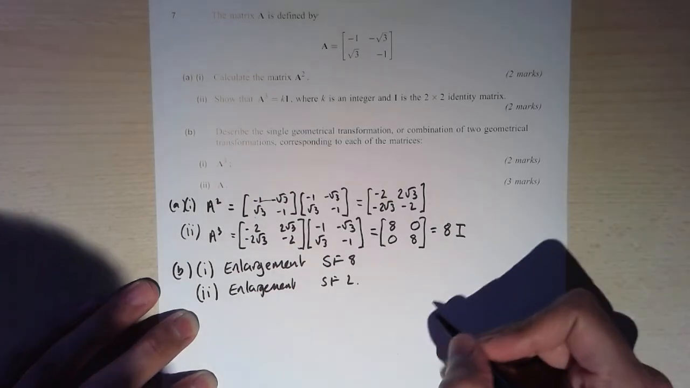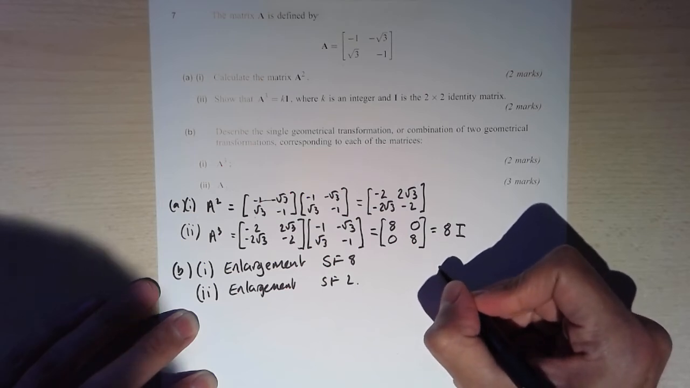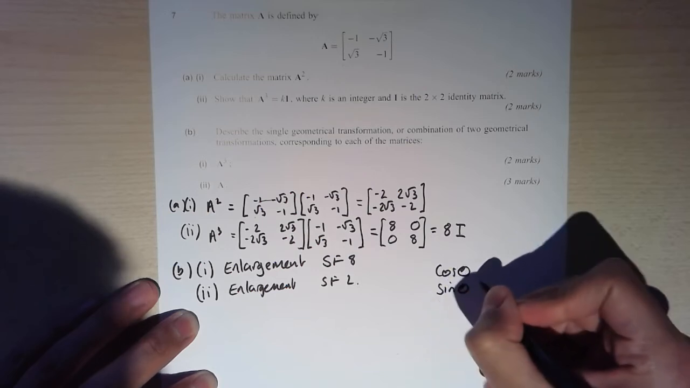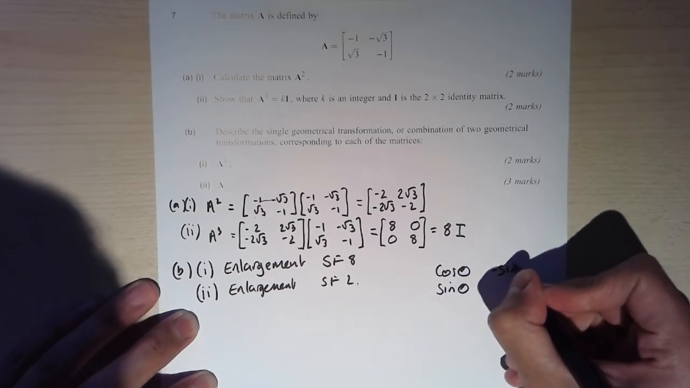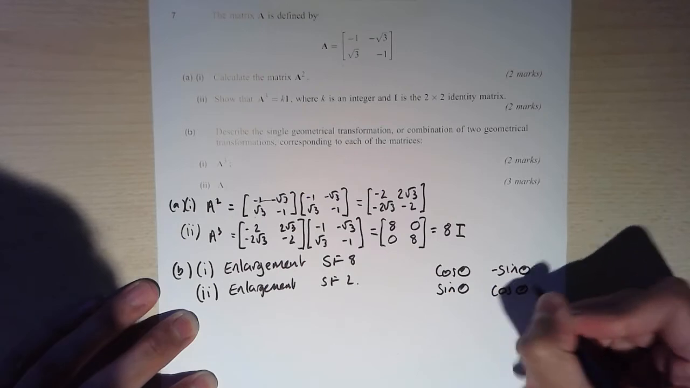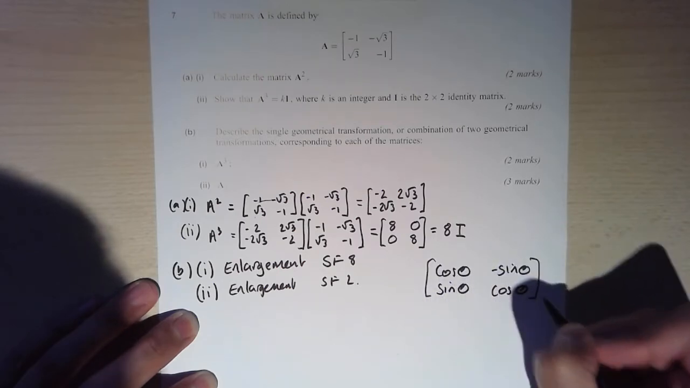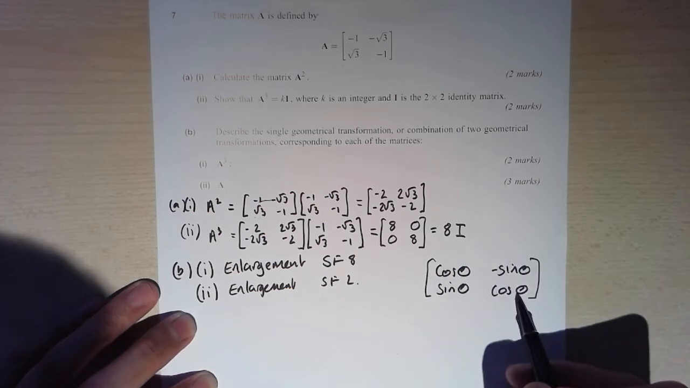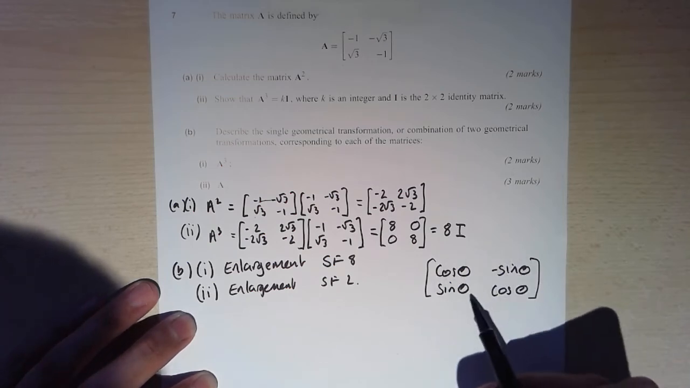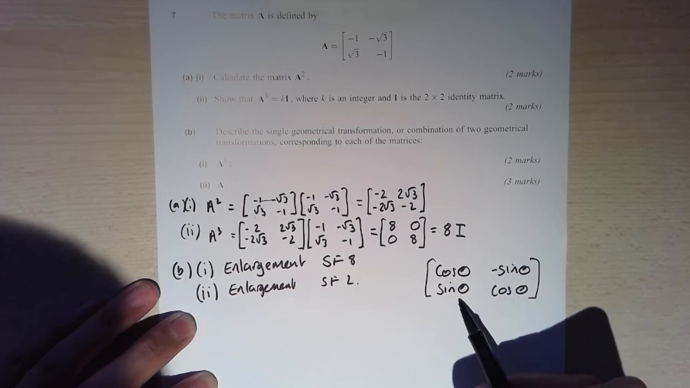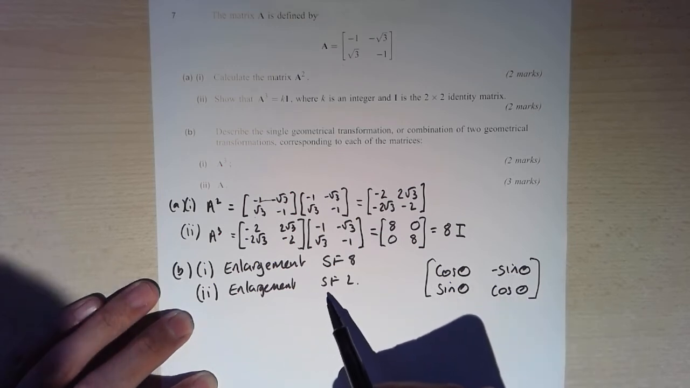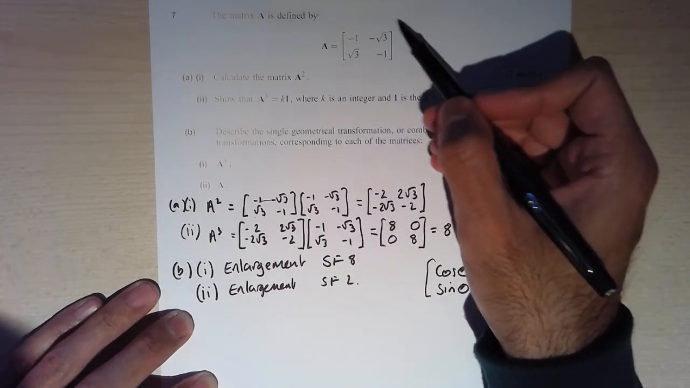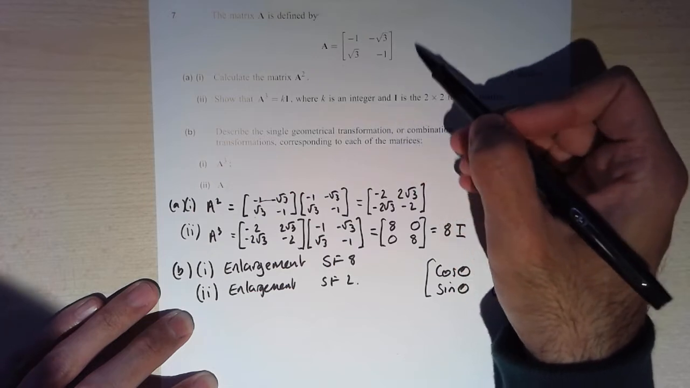And I know the rotation matrix, I'm just going to write it over here, is cos theta, sine theta, negative sine theta, cos theta. Okay, so this is the general rotation matrix, what it looks like. So what I need to know is what this angle theta is. Because I know that there's an enlargement of a scale factor of 2 that's happened, to this matrix here, I'm going to take out a factor of 2.